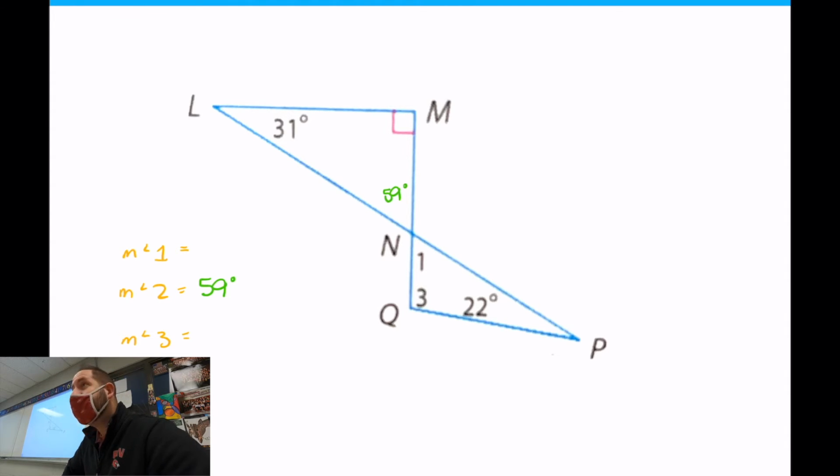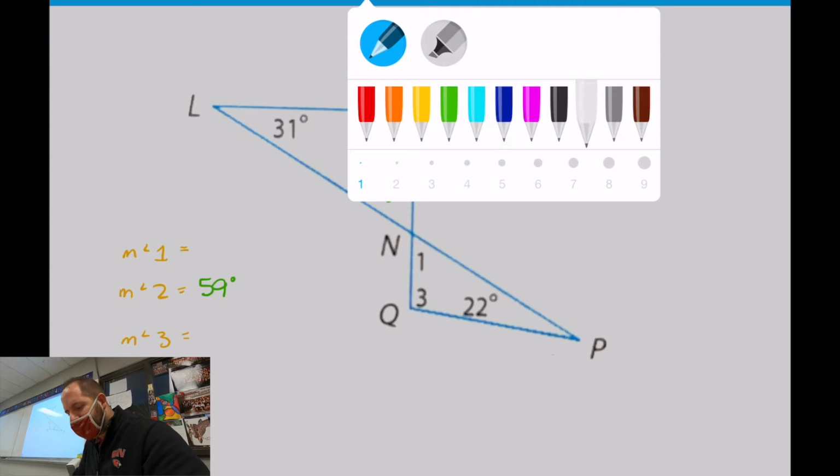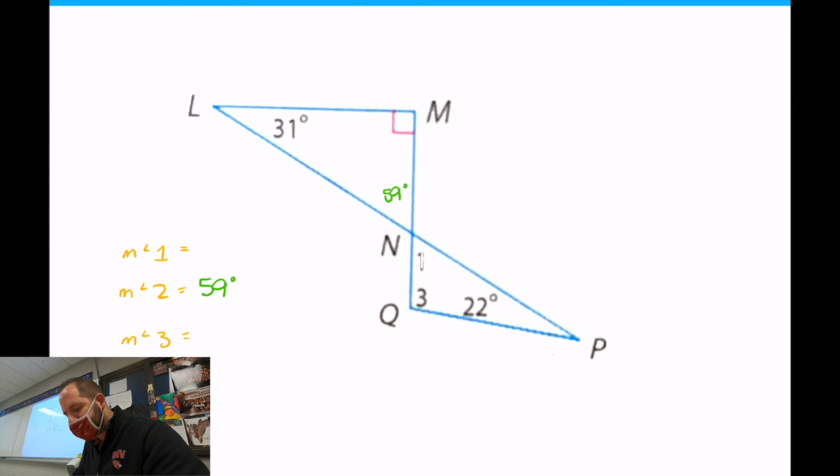Oh, angle 1 is 59? Okay, good. I agree with that. How do you know that angle 1 is also 59? They're vertical angles. Yeah, the little funnel system, right? The vertical angles, that's the correct word that you used. The idea is that 59 can transfer through the little funnel system, and so it can transfer down to here. So you're absolutely right. Angle 1 is also 59. Okay? And now, angle number 3.